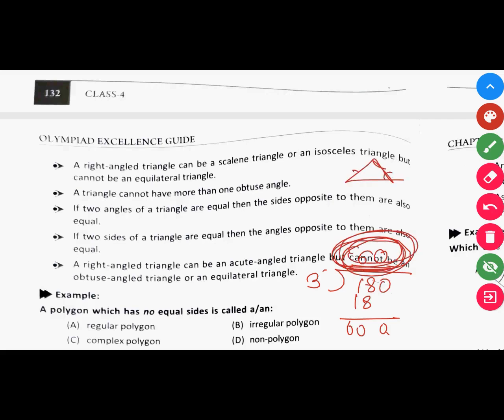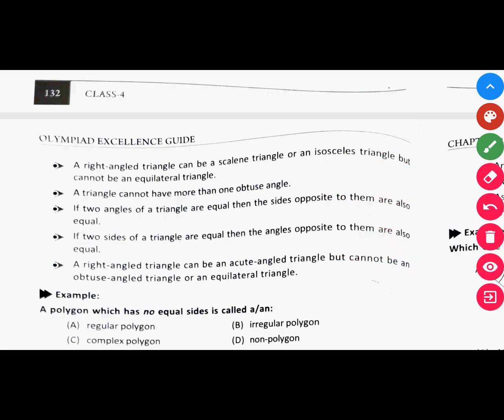If the degree of an angle is 60, then only the triangle is an equilateral triangle, but all the angles should be 60 degrees. Only when all the angles are 60 degrees, then and only then it is an equilateral triangle. So it can never be a right angle triangle. A right angle triangle cannot be an equilateral triangle.